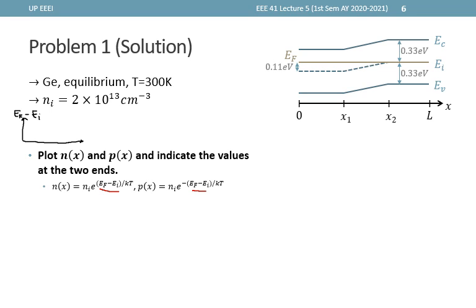Now, by observing these two equations, we note that the formula is based on ef minus ei. So if we plot first ef minus ei, we know that at the left edge, ef is above ei by 0.11 electron volts, and so we can start the plot like this, and eventually ef will linearly approach ei, and therefore at this point their difference is already 0. So the plot of ef minus ei should look like this one. So positive constant from 0 to x1, linearly decreasing from x1 to x2, and then 0 from x2 to L.